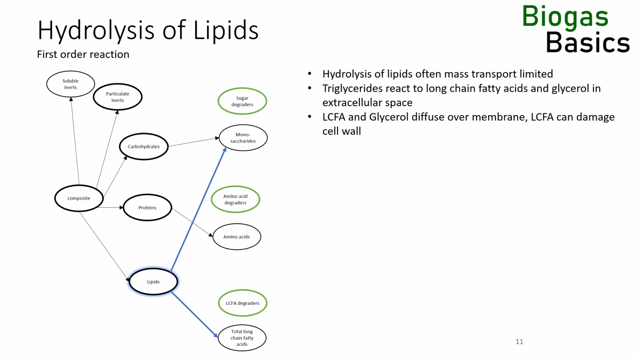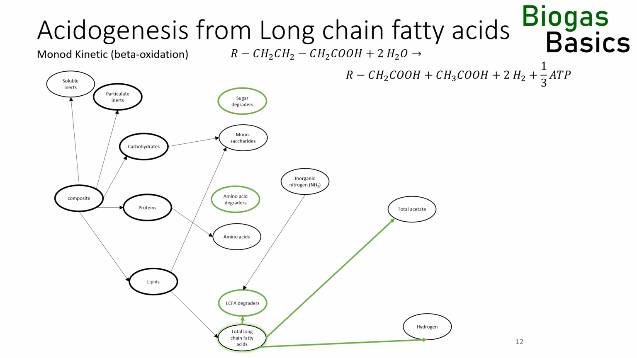Long-chain fatty acids are also an important inhibitor of microorganisms. They can diffuse into the double lipid layer of the cell wall and damage its integrity. But these effects are not considered in the classical ADM1. The acidogenesis of long-chain fatty acids is the beta-oxidation reaction, which makes acetic acid and hydrogen. The reaction is a Monod kinetic with a limitation term for inorganic nitrogen and limitation terms for pH and hydrogen. In the ADM1, long-chain fatty acids do not inhibit this reaction.